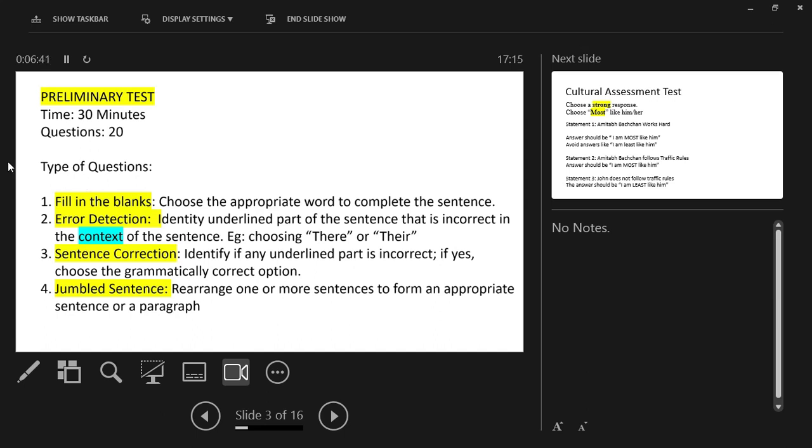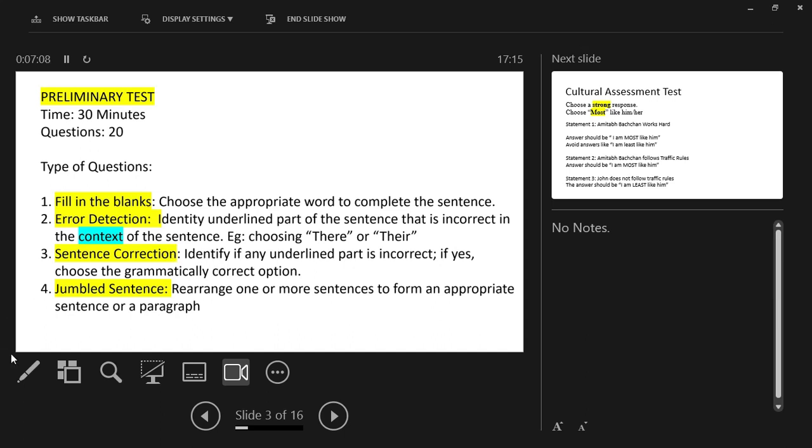The third one is sentence correction. In sentence correction, you identify if any underlined part is incorrect. If yes, then choose the right word that is grammatically correct. So sentence correction will have more of grammar. You will have to identify which statement is incorrect grammatically.